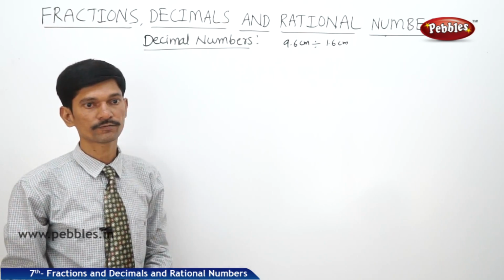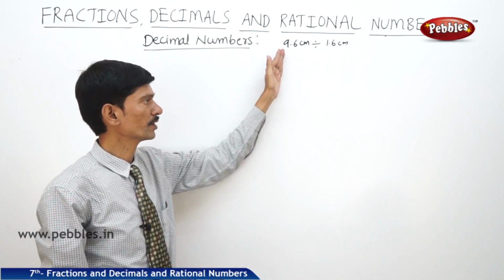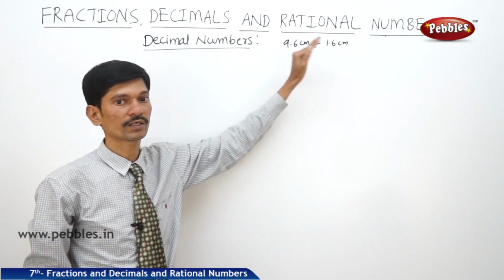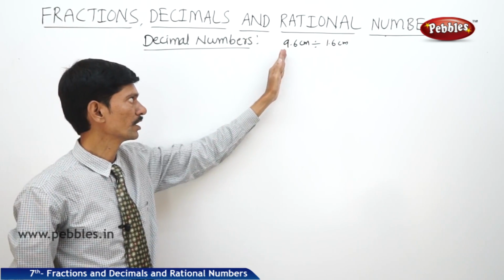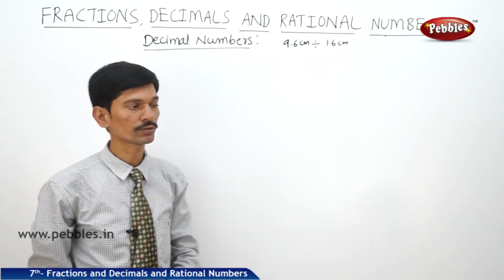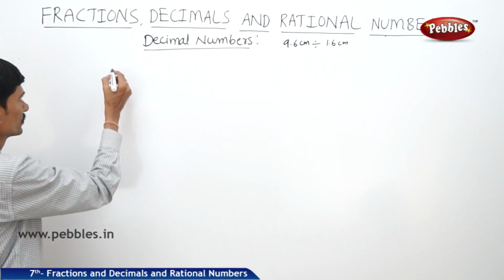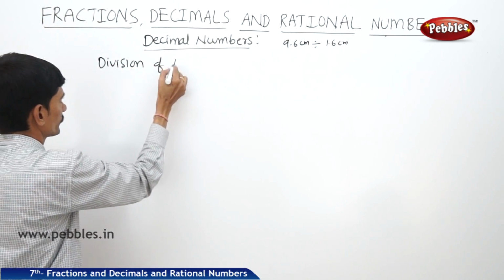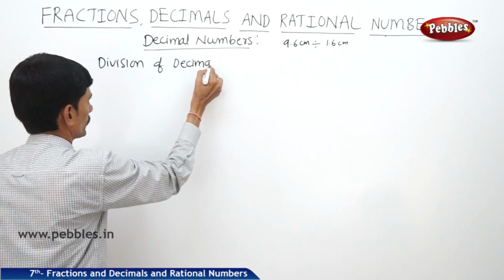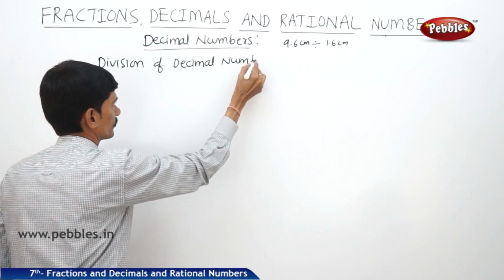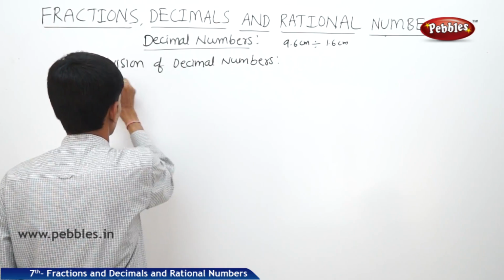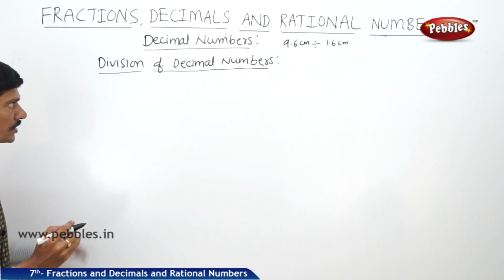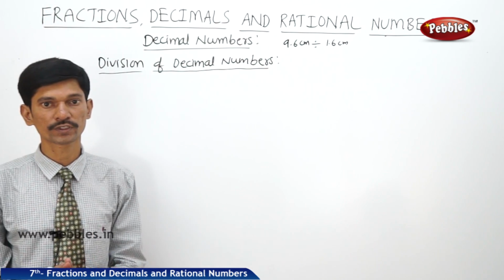So in our day-to-day life, we need to divide one decimal number by another decimal number, or one whole number by a decimal number, or we need to divide any decimal number by any whole number. Now let us learn how to divide decimal numbers. Division of decimal numbers. Now first let us see the division of decimal numbers by 10, 100, 1000, etc.